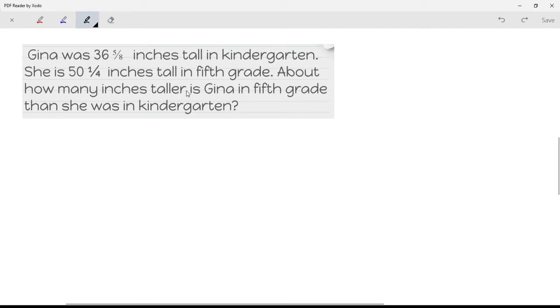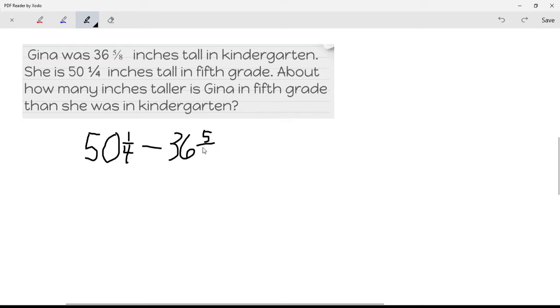So how many inches taller? That's going to be a subtraction problem. Right? So we're finding the difference, which means we're subtracting what she was in kindergarten from what she was in 5th grade.